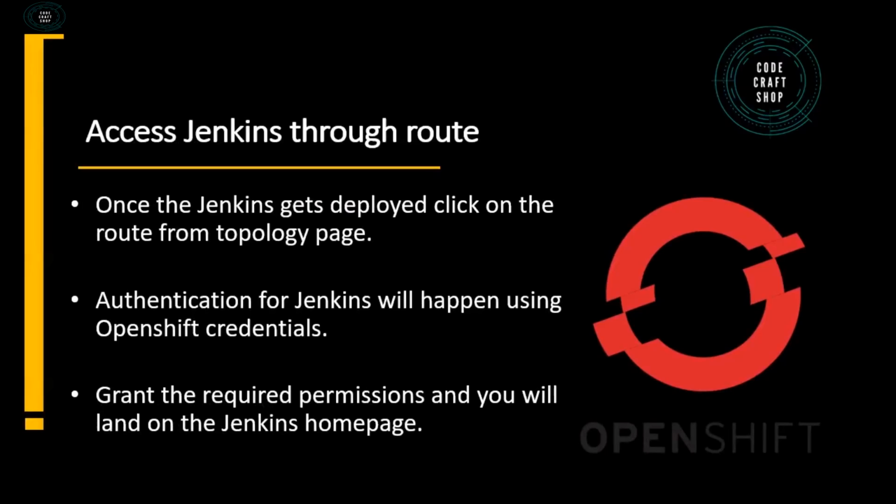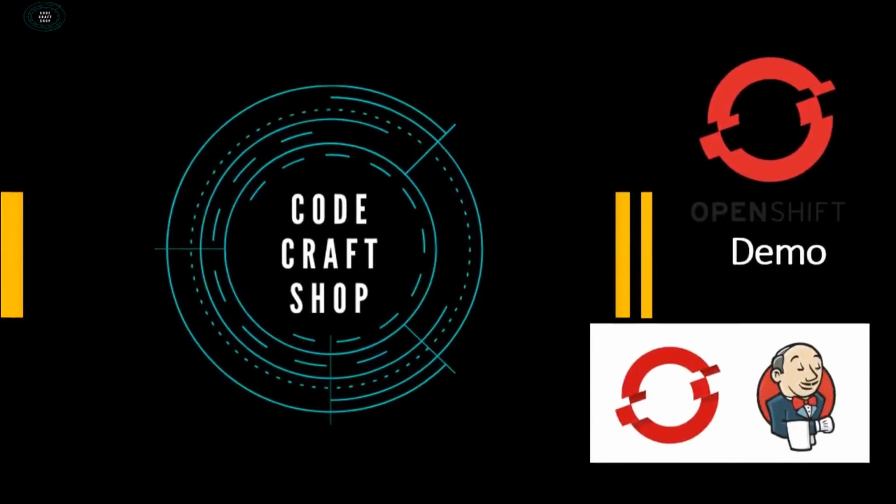On the topology page, we will find an option for a route. Once we click on that link, it will redirect us for authentication, because we are using Jenkins on the OpenShift cluster, so authentication will happen through the OpenShift cluster itself. Once we grant the required permissions, we will land on the Jenkins homepage. So let us begin the demo in which I will show you each and every step.